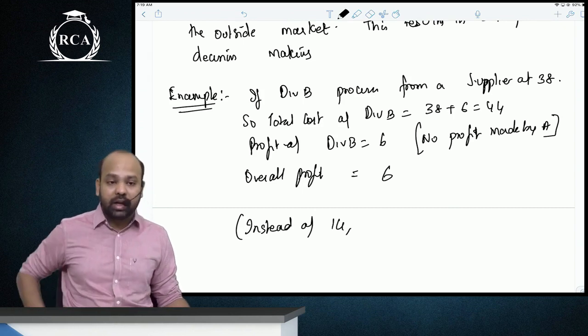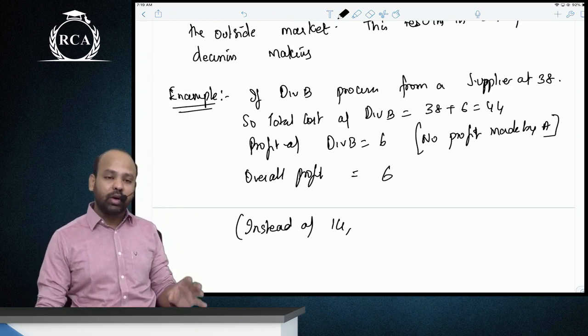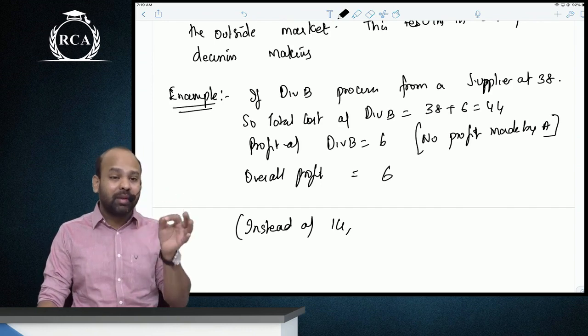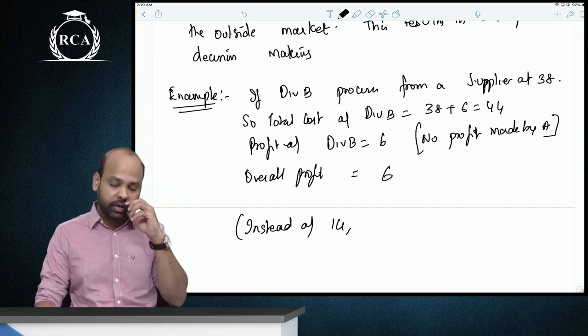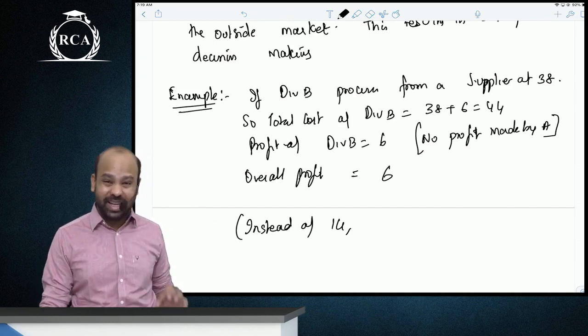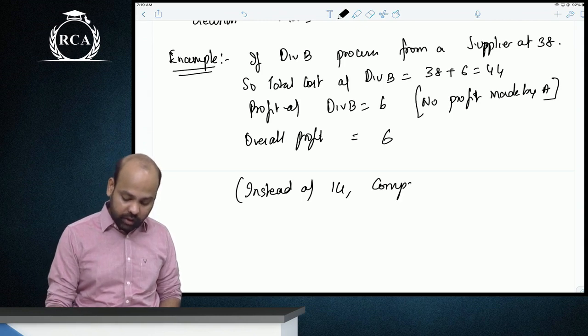Again, I'm assuming that division A cannot sell it in the outside market. If there is an external market, we will see what is the significance. अपन सब पढ़ने वाले as to what should be the minimum transfer price for the purpose of goal congruence, and what should be the maximum transfer price. We are going to read each and every point. Do not worry. So instead of 14, the company is now making only 6 rupees.